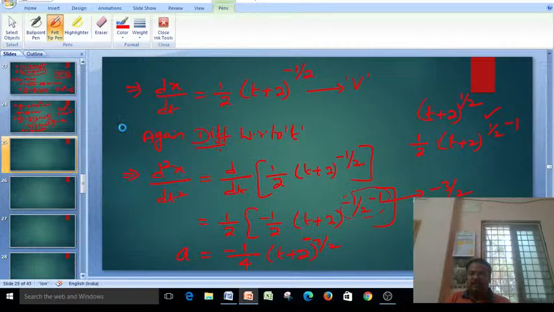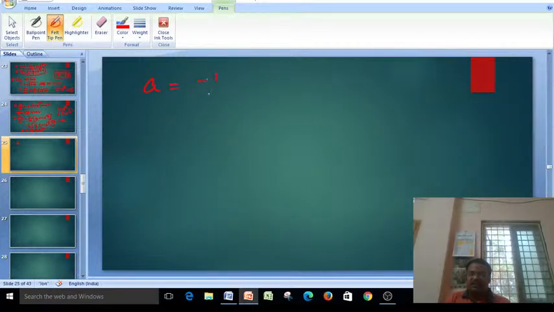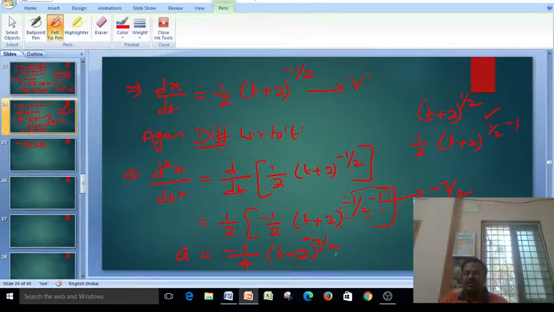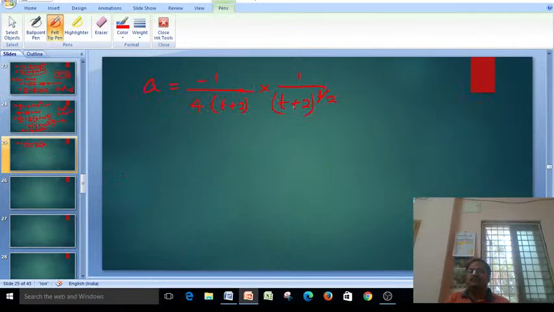The same acceleration value I am taking like this. Acceleration a is equal to minus 1 divided by 4 into t plus 2. When I take one t plus 2 outside, let us take the remaining t plus 2 values. Since in the numerator t plus 2 power minus 3 by 2 is taken to the denominator, the power becomes plus. So it is 4 into t plus 2 into t plus 2 power 1 divided by 2. Finally you get minus 1 by 4 into 1 divided by t plus 2 into 1 divided by square root of t plus 2.